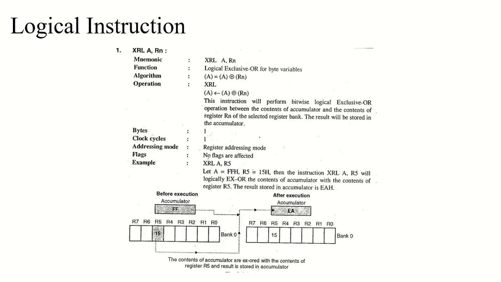So now let's see XRL. This performs the function of logical exclusive OR, XOR, for byte variables. Exclusive OR, we call it XOR. It will perform a bitwise XOR operation between the destination byte and the source byte, and the result of the operation will be stored in the destination byte. Pretty much clear. Just like always, source and destination support a total of four addressing modes.